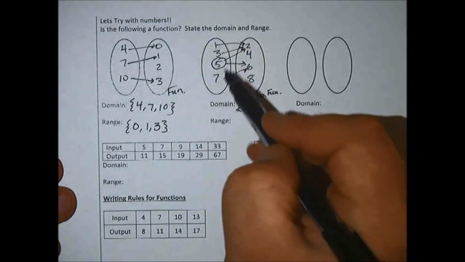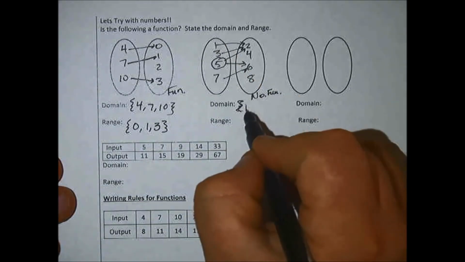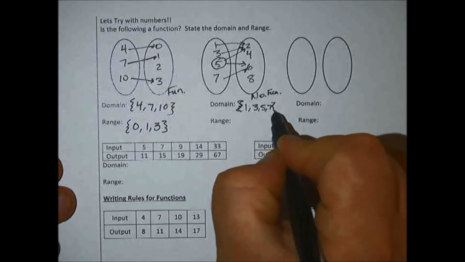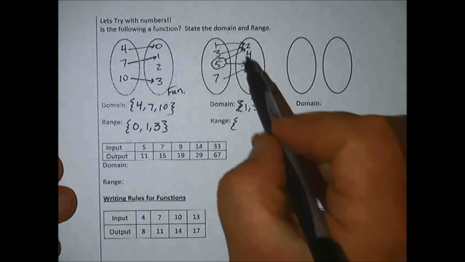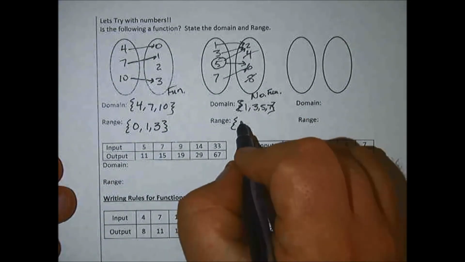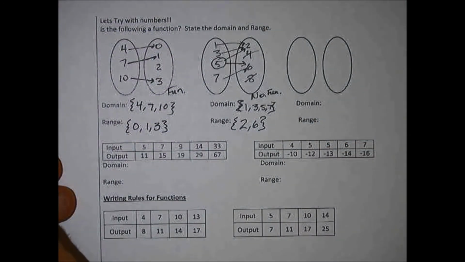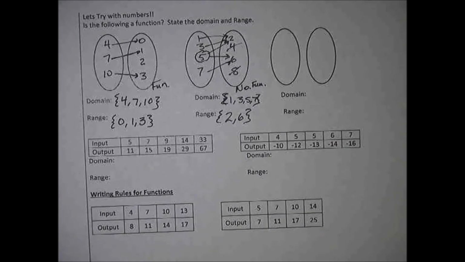Domain: all the numbers that have branches coming out of them, 1, 3, 5, and 7. And the numbers that get hit in the range: 4 doesn't and 8 doesn't. They might as well not even be there. But 2 and 6 do. So 2, 6. See, I told you those brackets would get ugly at the end.